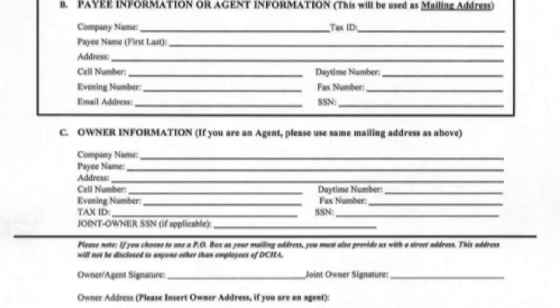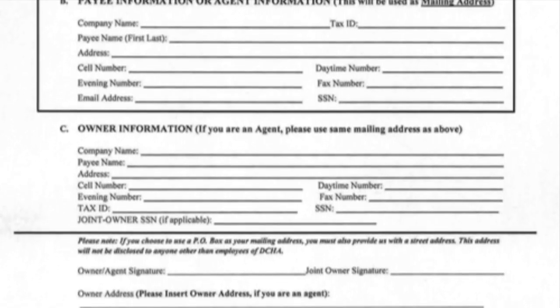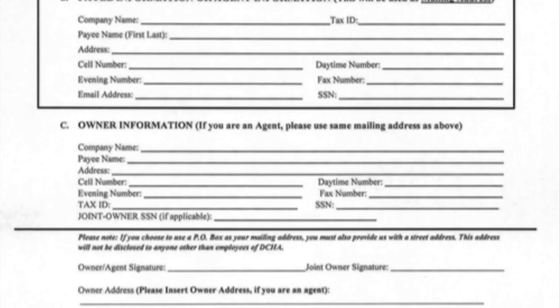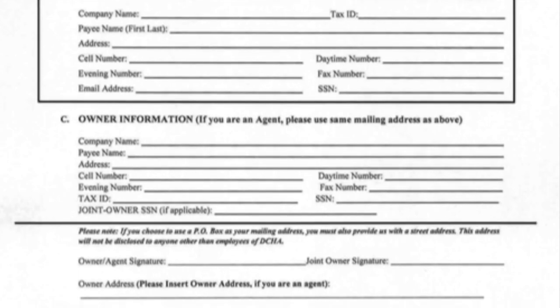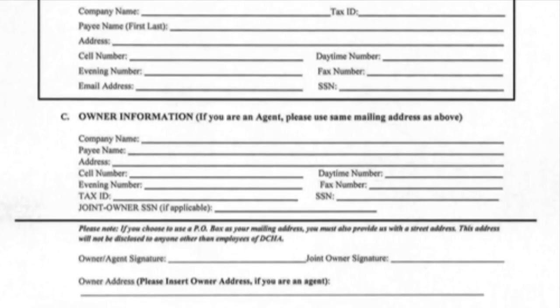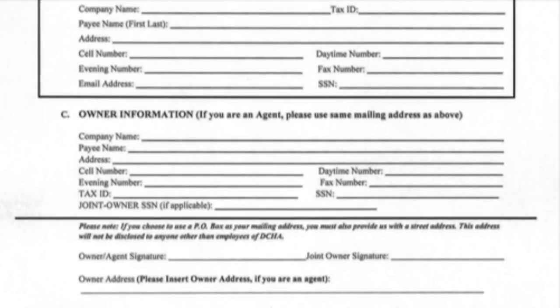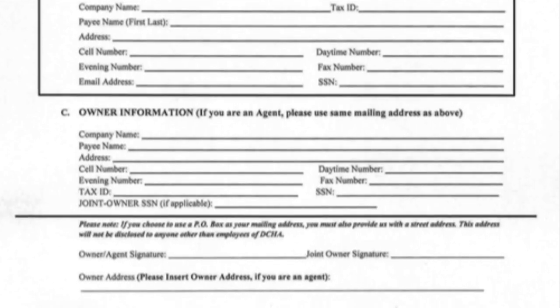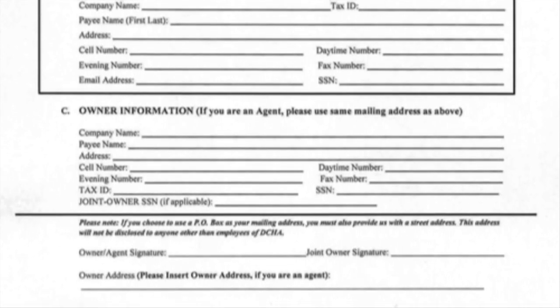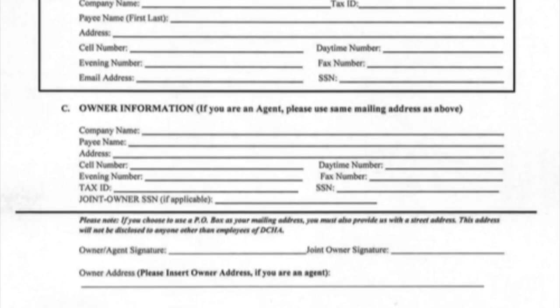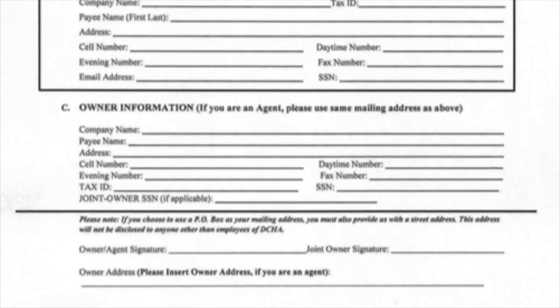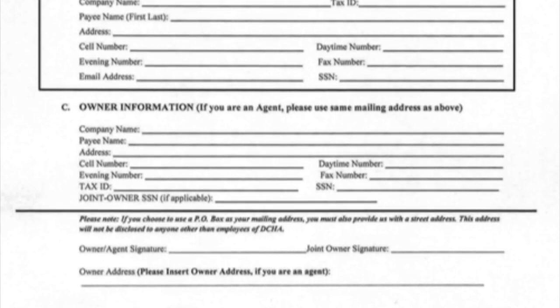Please note, if you choose to use a P.O. box as your mailing address, you must also provide us with a street address. This address will not be disclosed to anyone other than employees of DCHA. They're also requesting the owner's signatures, the joint owner signature, the owner address. Please insert owner address if you are an agent.